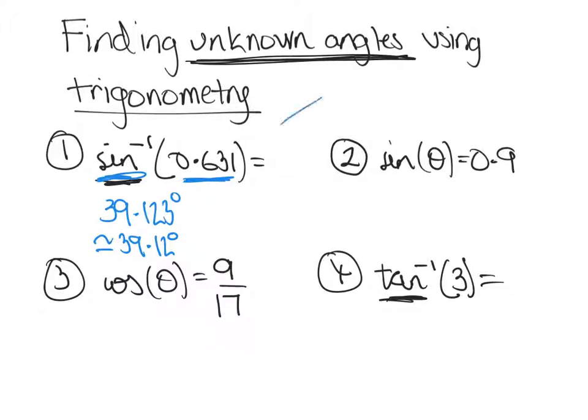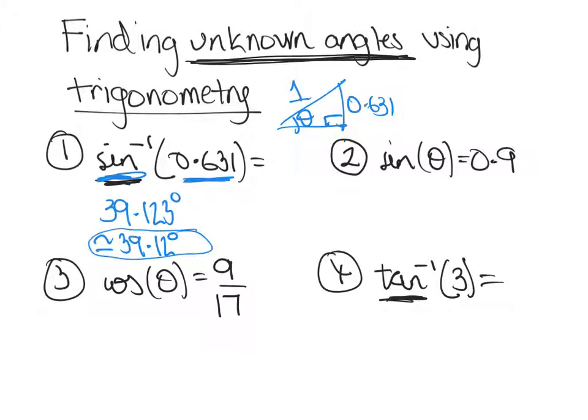Now what this means is if you have a triangle like this with an unknown angle theta here, and this side is 1 and this side here is 0.631, what you've done is you've used the opposite of sine to figure out this unknown angle, and it is 39.12 degrees.